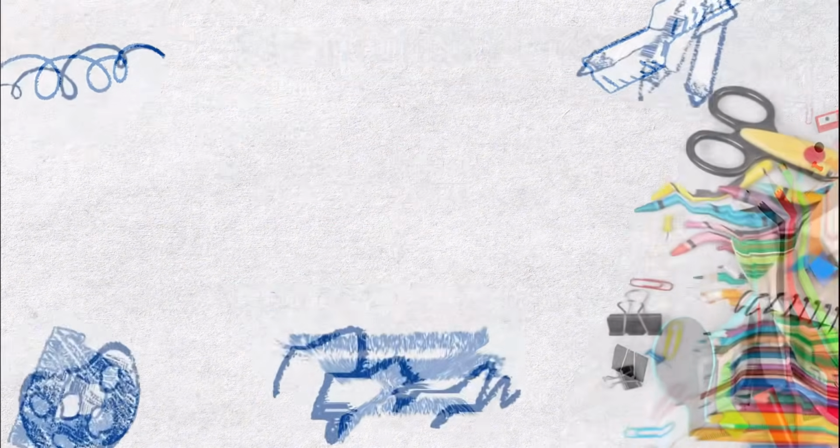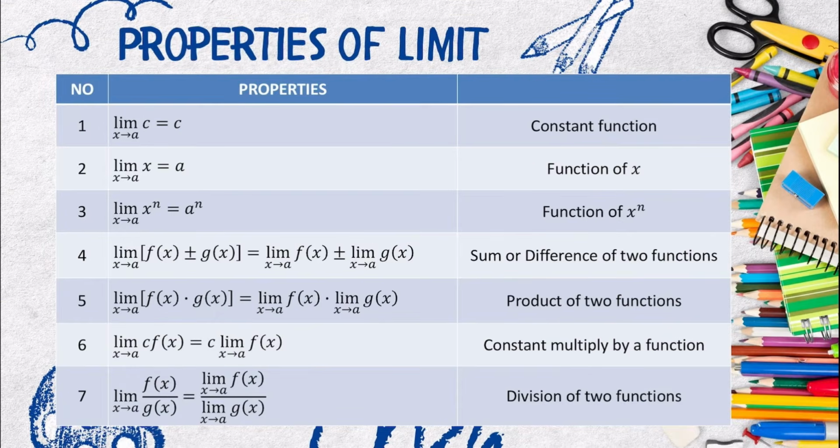Now that we understand what a limit is, we can learn some basic properties of limits. These are simple rules that help us find limits more easily when we work with constants, addition, subtraction, multiplication, or division. Learning these properties will make solving limits faster and less confusing.